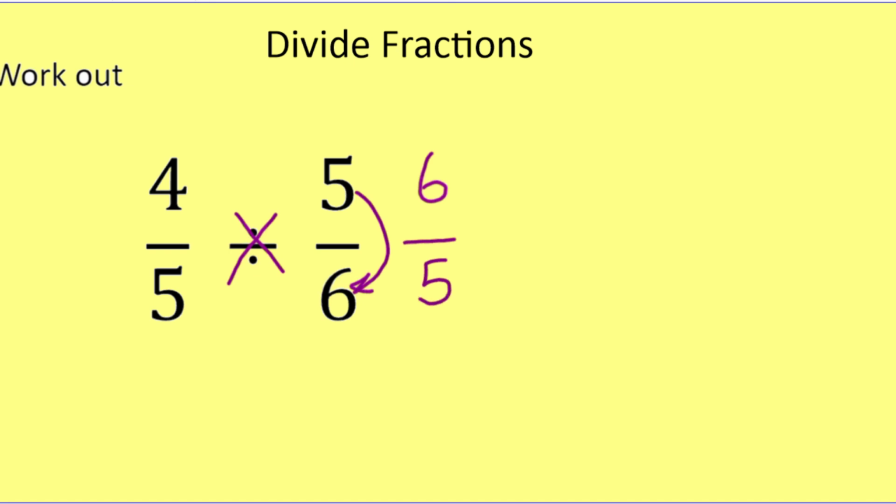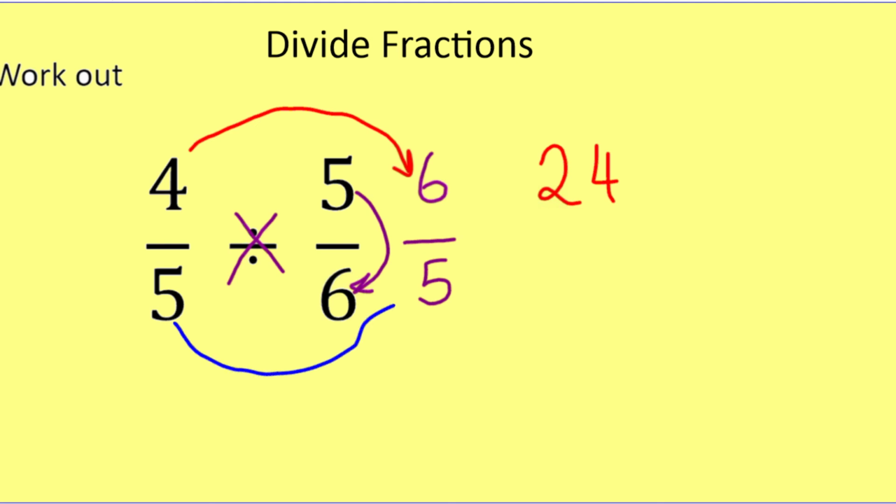And we know how to multiply. We multiply the top numbers together. So 4 times 6, which is 24. And we multiply the bottom numbers together, which is 5 times 6, which is 30.